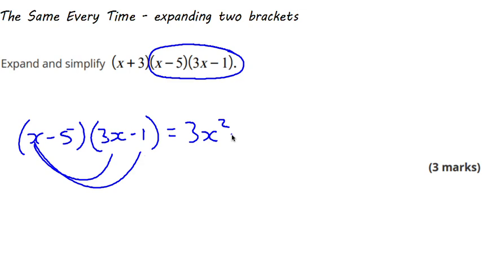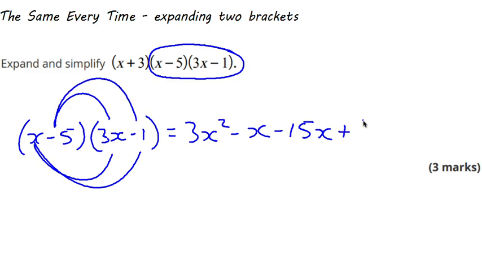X times negative 1, negative 1 times x. Remember in algebra, if we are multiplying by 1, we don't write the 1. Negative 5 times 3 times x, negative 5 times 3, negative 15 times x, negative 15x. Negative 5 times negative 1, 5 times 1 is 5, negative times negative gives me a positive.